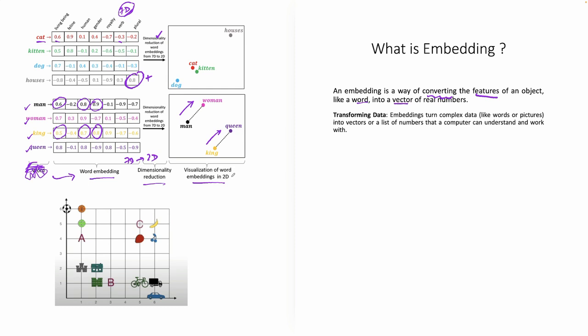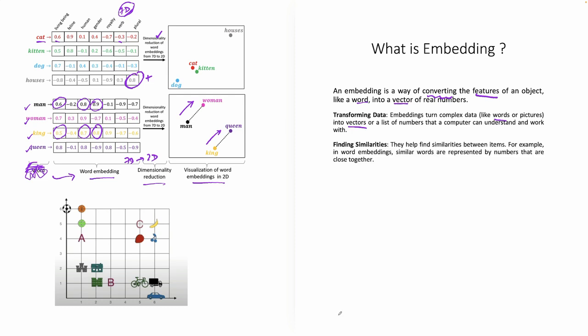So when we talk about embedding, we are transforming the data. Embedding turns complex data like words or pictures into vectors, or a list of numbers that a computer can understand. Now we always know from our basics that computers always understand numbers. You're breaking a complex word, or it could be a picture tomorrow, right? Here I've given an example of simple words like cat, kitten, dog. You could even give the input as a picture. So all it is doing is turning the complex data into vectors. Vectors are nothing but again a set of numbers that a computer can understand.